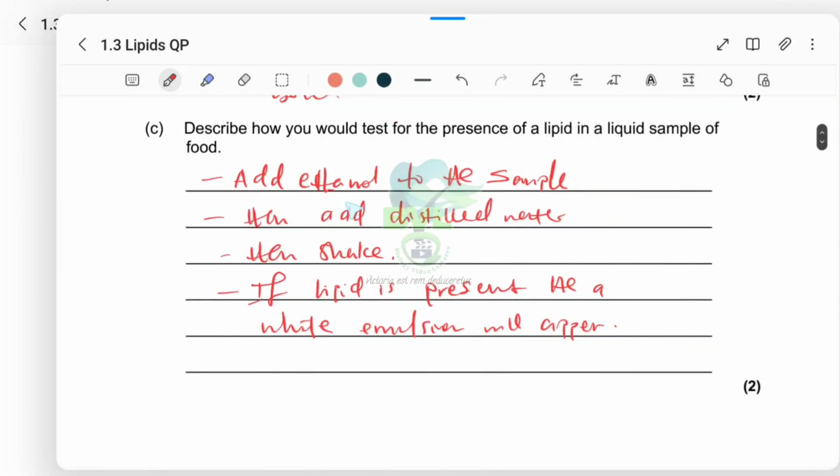The sample is already in liquid form. So you add ethanol to the sample, then add distilled water. AQA usually wants that distilled water. Sometimes they may waive it, but there's no harm in giving them exactly what they want. Then shake. If lipid is present, then a white emulsion will appear. Please, it is not a precipitate. It is an emulsion, because a precipitate is a solid. Please pay attention to those keywords.